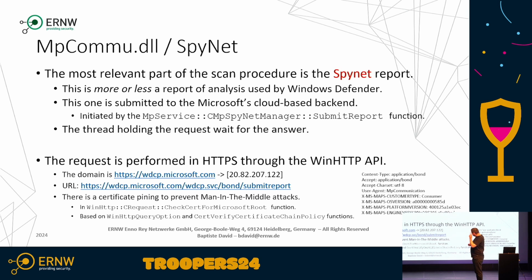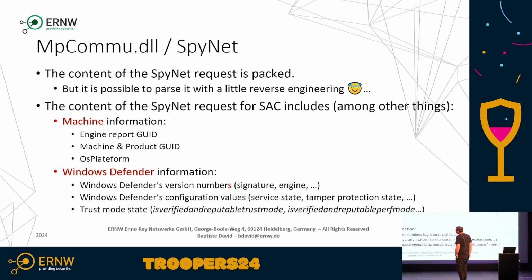The security is present. There is a way to prevent man in the middle. It's just regular certificate pinning inside this function, check certificate Microsoft root, based on WinHttp query option and cert verify certificate chain policy. So it's correctly done. So you cannot too easily intercept the communication, if you are not already on the machine at least. The content of the spynet request is packed. So it means it's not easily readable. Well, with reverse engineering, it becomes readable.